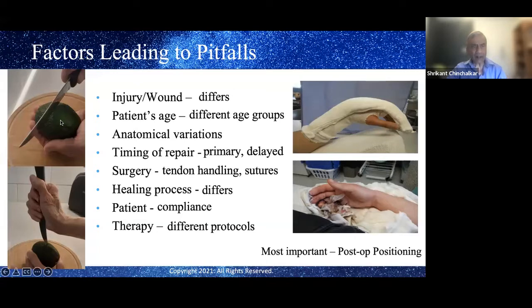For example, here, if the person is cutting an avocado with the hand or keeping the avocado in the hand and using a knife, then this is a guillotine type of incision or transection of the tendon. So in this situation, the tendons will not retract as much, or will probably not retract at all. The tendons will be sitting right where they were transected. So in such a situation, the repair is relatively much easier.